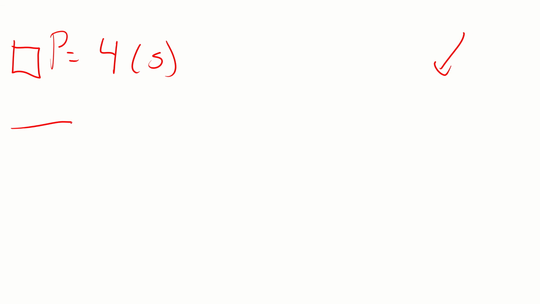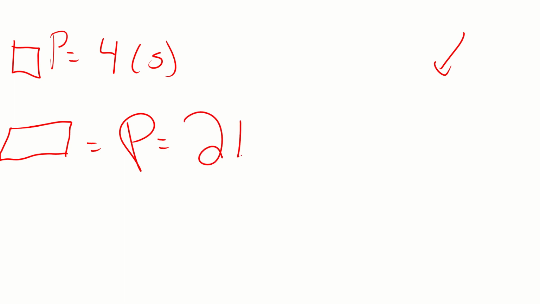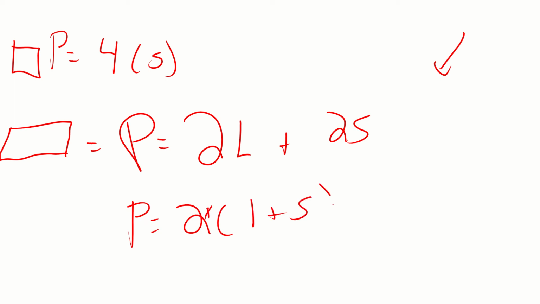So, a couple important things in this lesson. First is perimeter of a square, just like that, is 4 times the side length, 4s, okay? Perimeter of a parallelogram, oh, I suck at drawing those, is P equals 2L plus 2S, or P equals 2 times L plus S, okay?